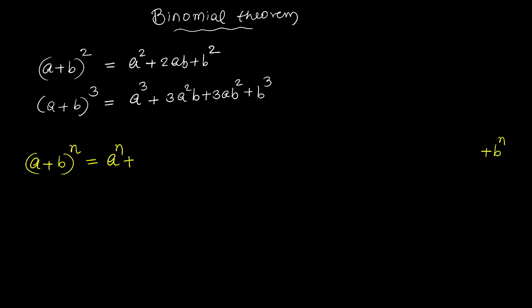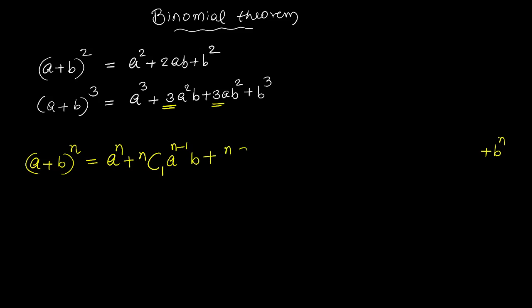So okay, let me write the expansion. The first term is a raised to n. Then there will be some coefficient, like 3, understood, or 4. So for a raised to n, the coefficient will be nC1. Let me write it. After that I will explain how to memorize it. Let me write the complete expansion.